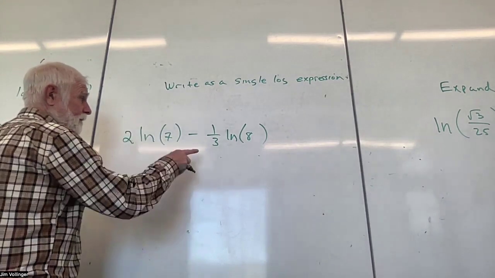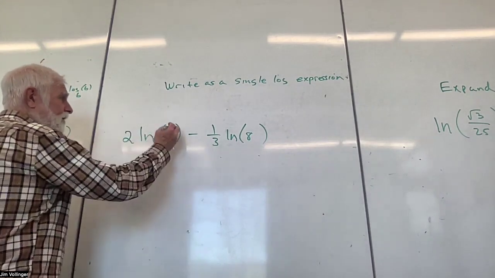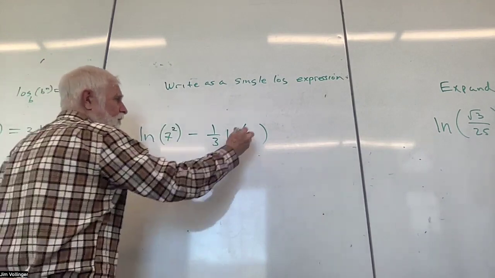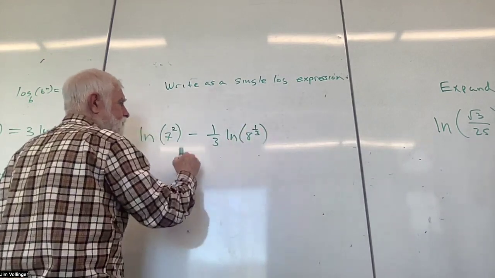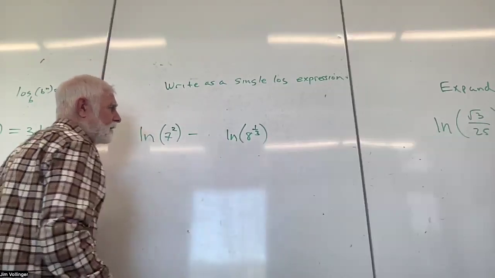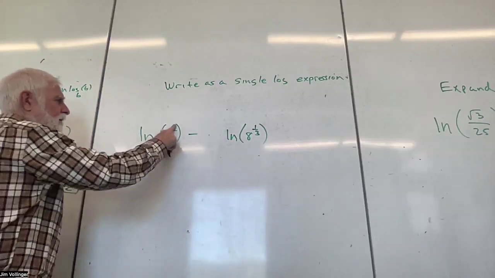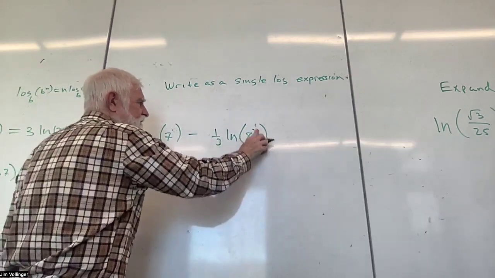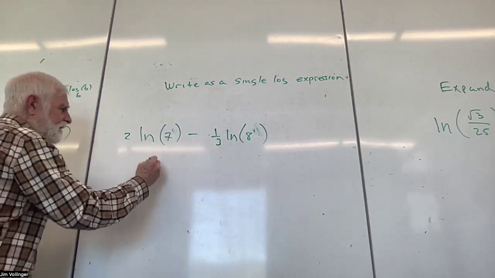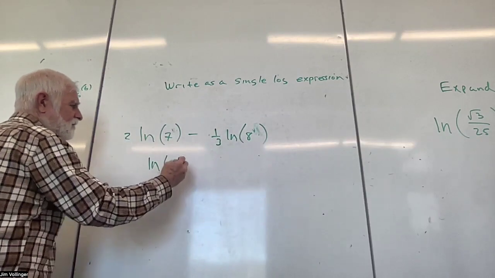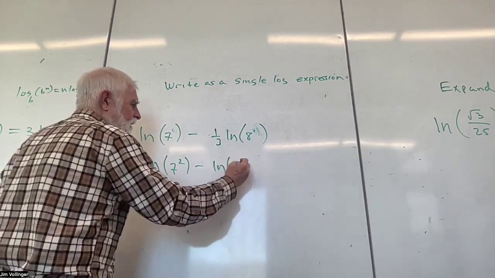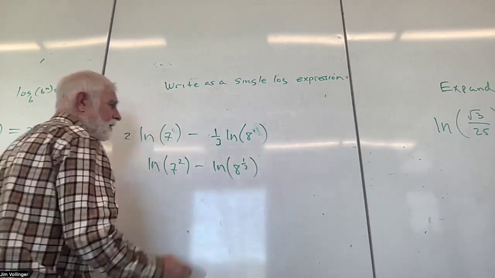Well, I do believe this 2 we said can go here, which means this 1/3 can go there. Now, maybe I should have rewritten this so that you can see it in steps. So that's the same thing as 7 squared minus the ln of 8 to the 1/3.